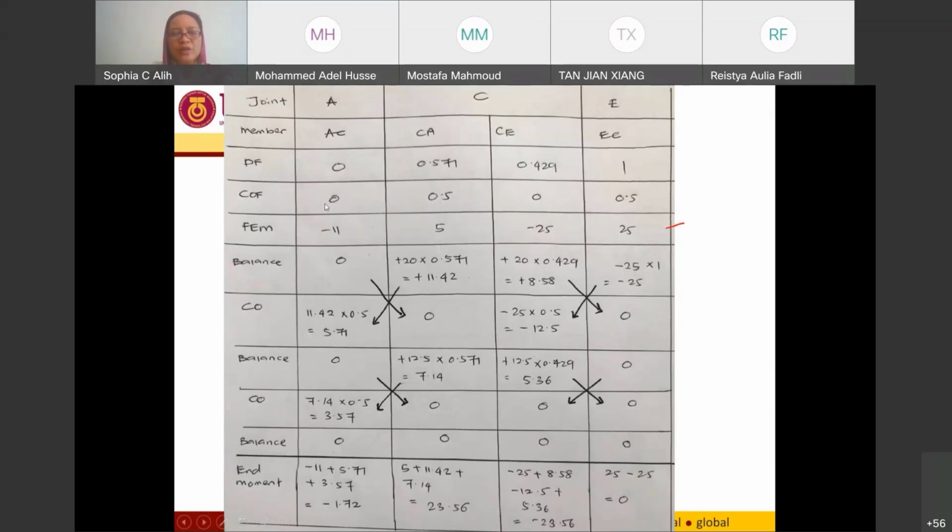I can see my carryover factor is 0 from A to C, so 0. C to A is 0.5. So C to A, 0.5. From C to E is 0. So this is where I got 0. From E to C is 0.5. So this is where I got 0.5. Now I continue, I balance, I carry over, I balance until it goes 0. After I got 0, I just sum everything. I got this much. So from here, it's going to be all a similar procedure.